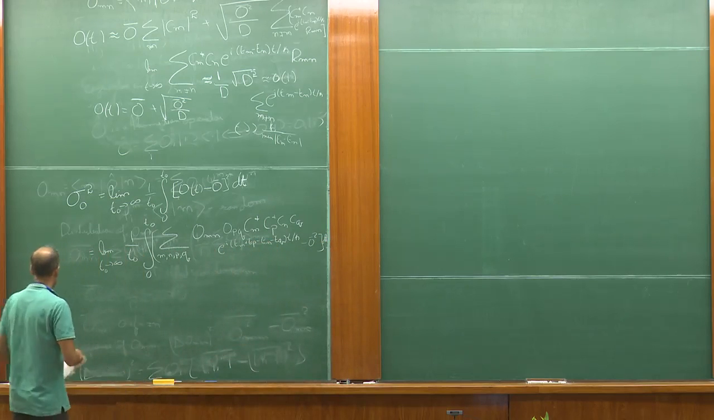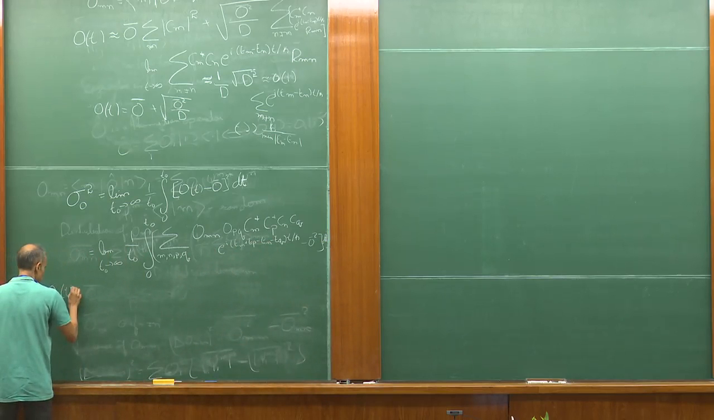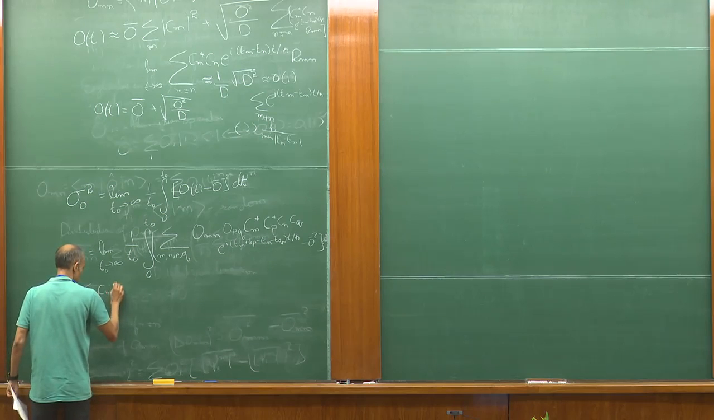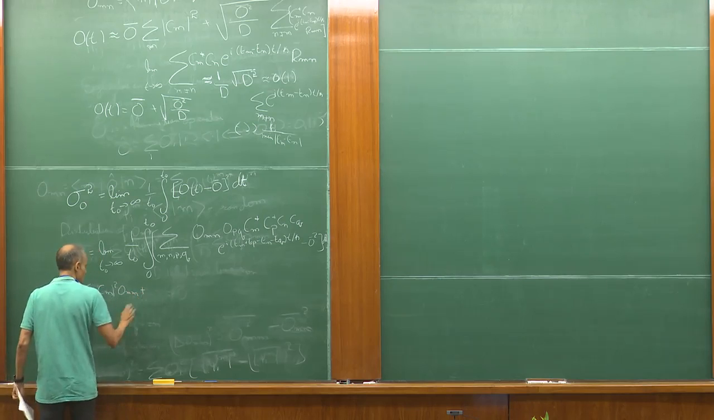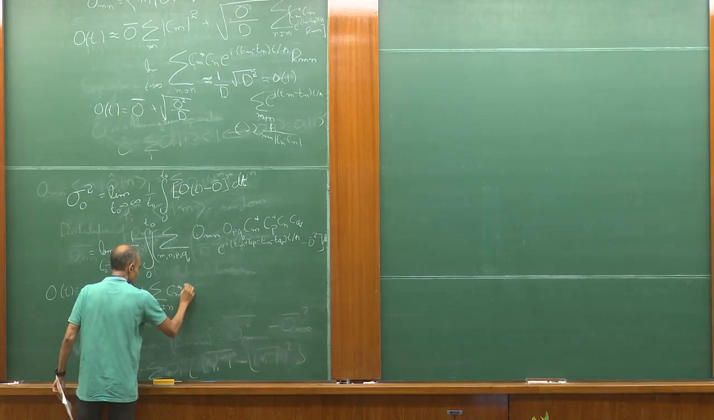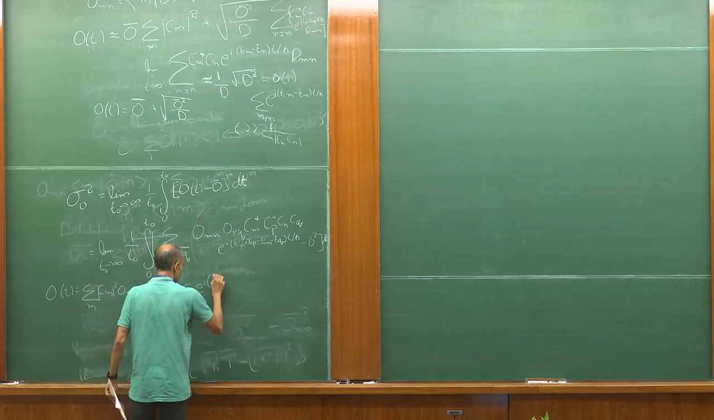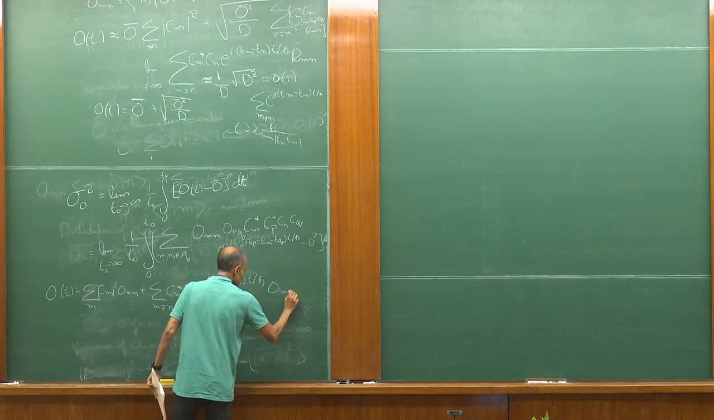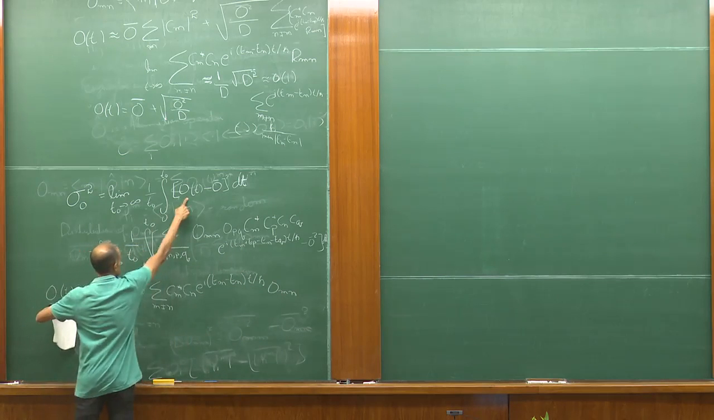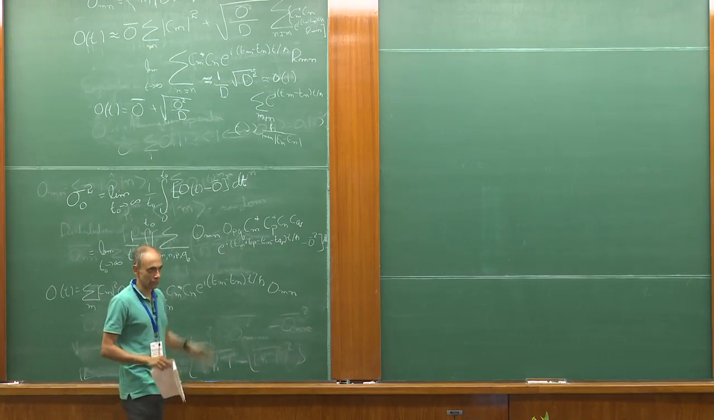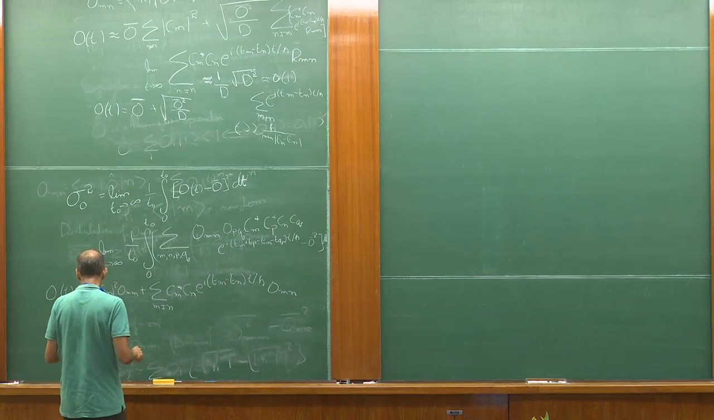So you just stick in the expression that we had earlier. O of t is equal to the summation over m of mod C_m squared O_mm, plus the sum over m not equal to n of C_m star C_n e to the i (E_m minus E_n) t by h bar O_mn. You just take this, stick this in here, and then open up the square, and this is what you're going to end up getting.